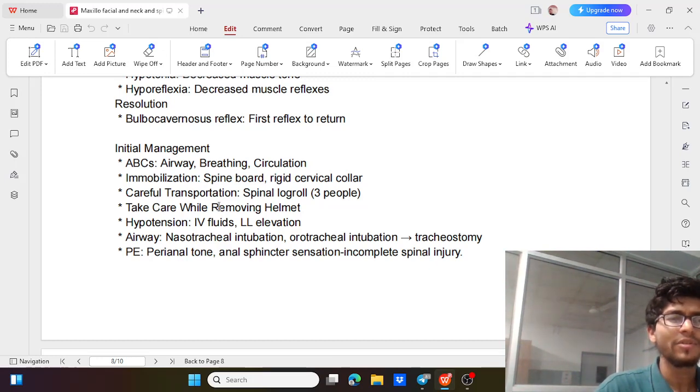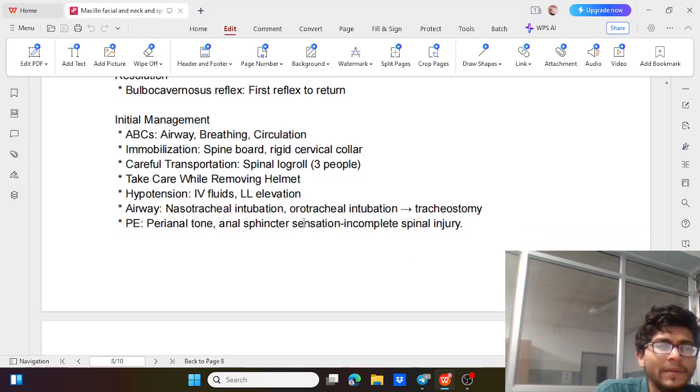And we'll have to transport the patient very carefully with the help of a log roll, which will need at least 3 to 4 people, ideally 4 people. That spinal log roll needs 4 people. Then we have to take care that while removing a helmet, there should be at least 2 people involved, as we have discussed. And in case we are suspecting hypotension, a low volume pulse, we'll start IV fluids ASAP, and we'll also elevate the lower limbs so that most of the blood can come to the upper part.